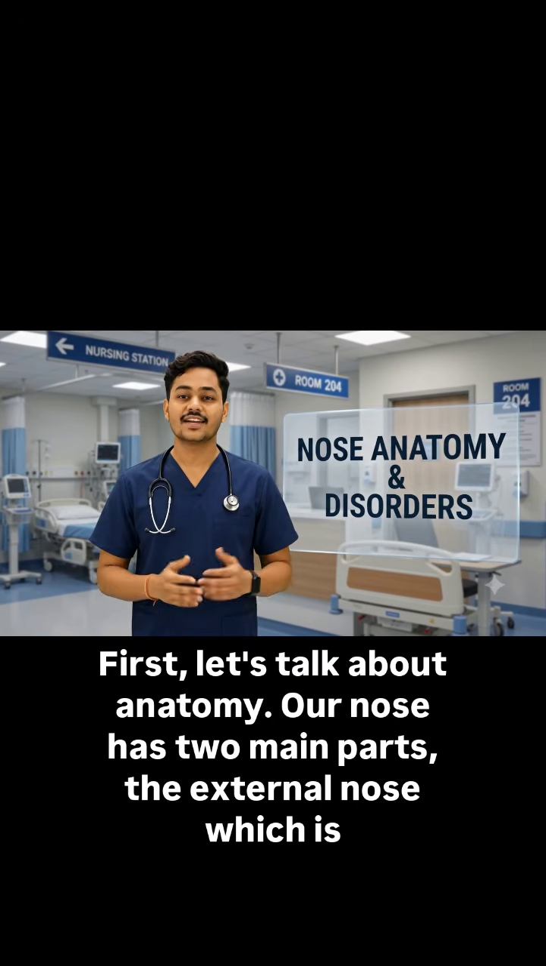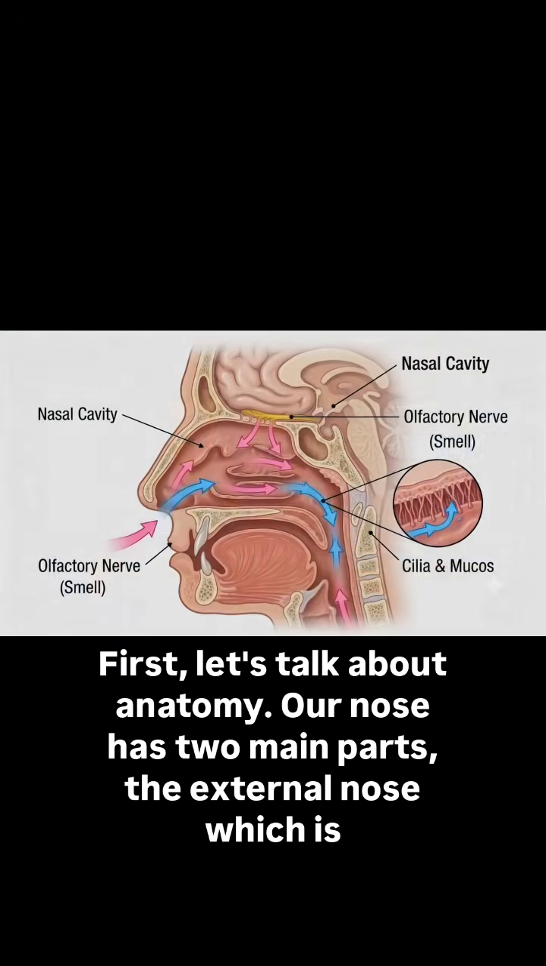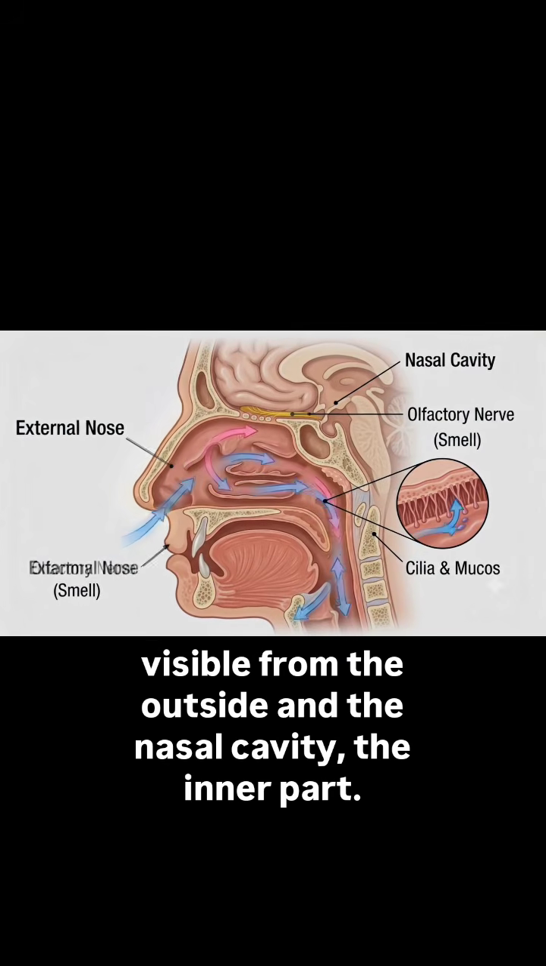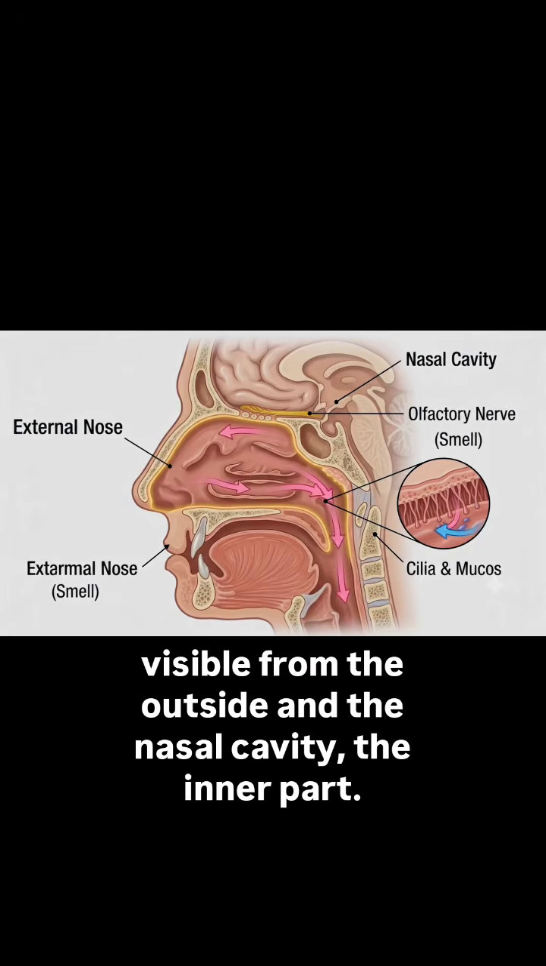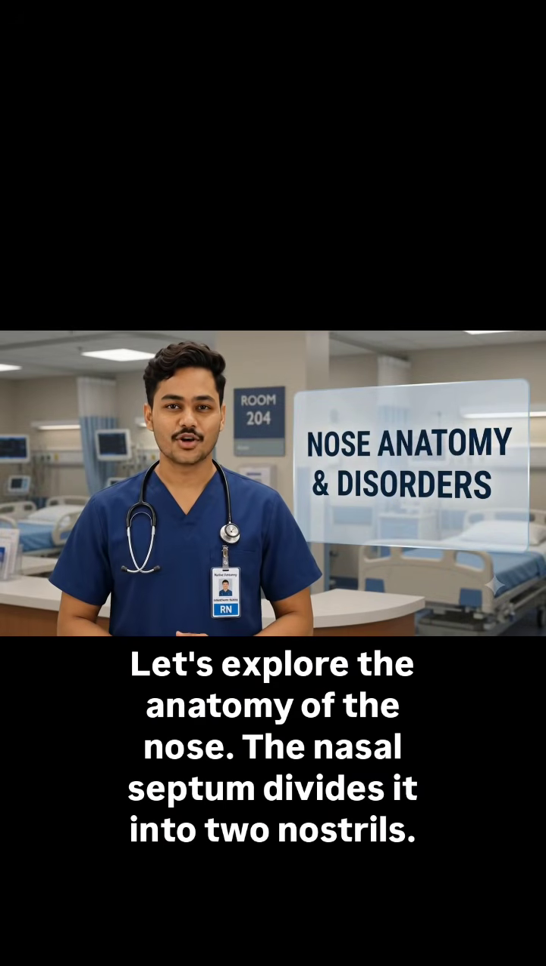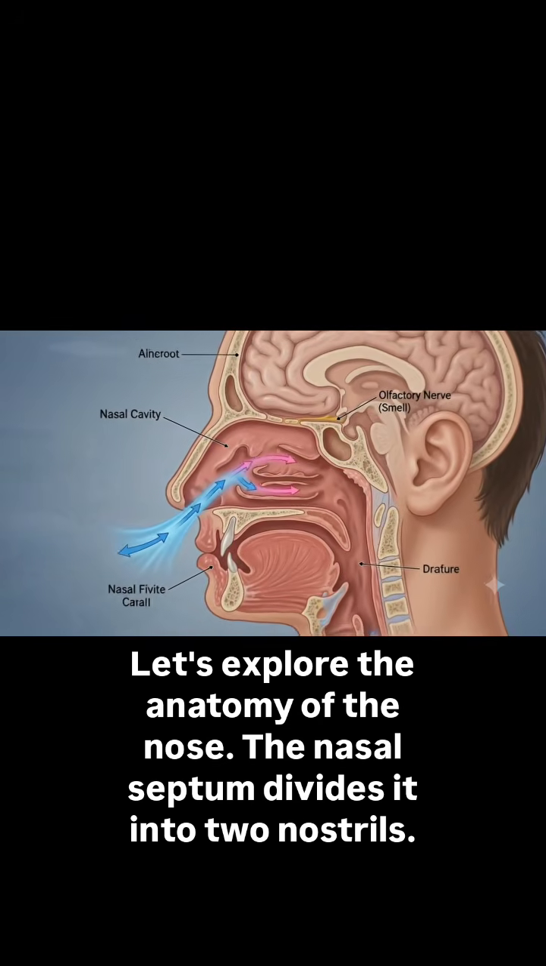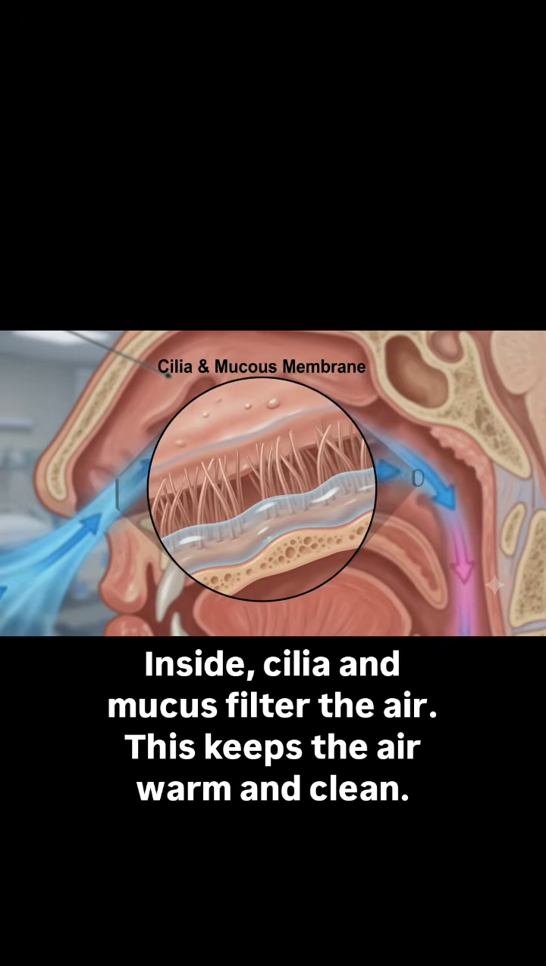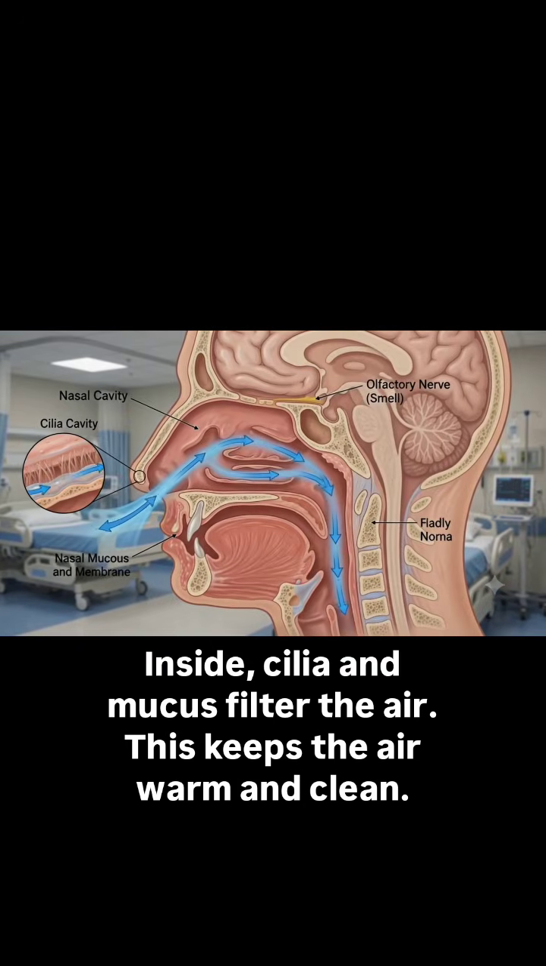First, let's talk about anatomy. Our nose has two main parts, the external nose, which is visible from the outside, and the nasal cavity, the inner part. Let's explore the anatomy of the nose. The nasal septum divides it into two nostrils. Inside, cilia and mucus filter the air. This keeps the air warm and clean.